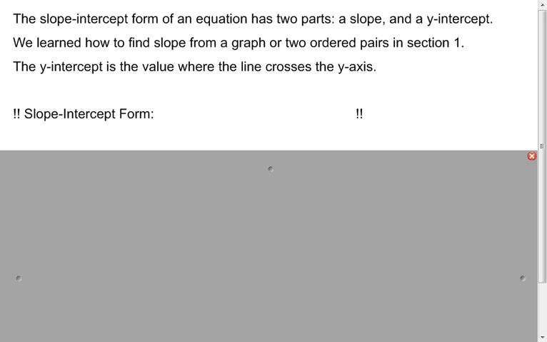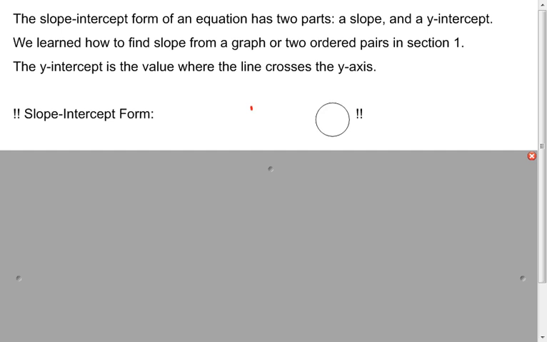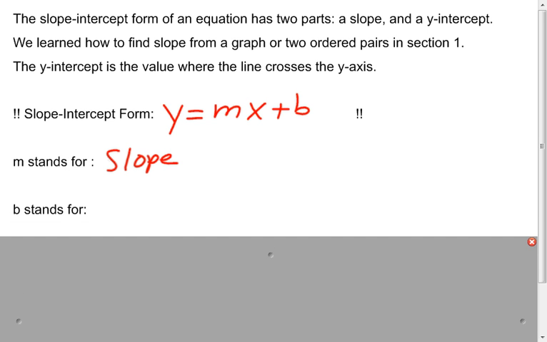Slope-intercept form is this equation. Y equals mx plus b. M is the slope. B, then, is the y-intercept.